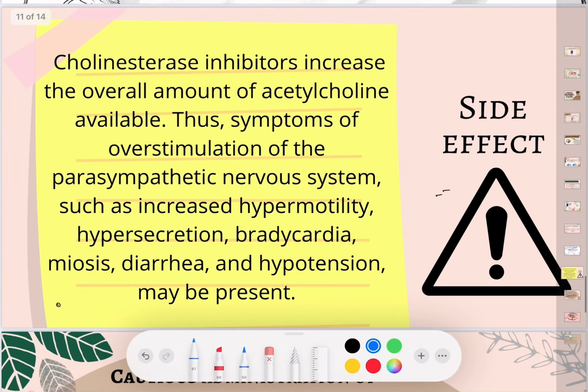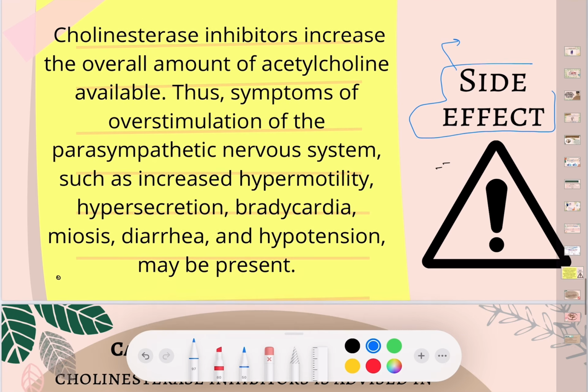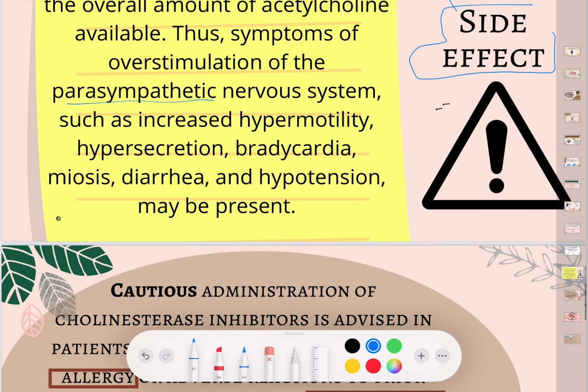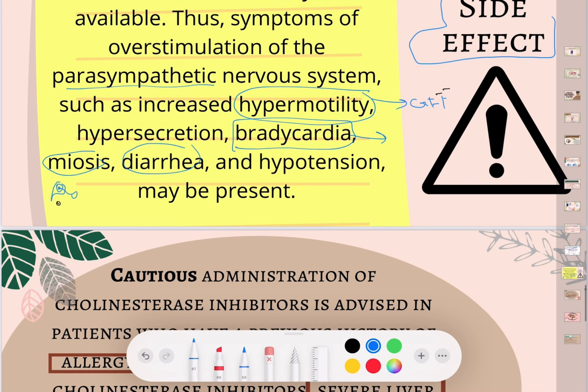However, the side effect of these cholinesterase inhibitors is that they overstimulate the parasympathetic system by increasing the acetylcholine, which is the main neurotransmitter of the parasympathetic nervous system. And this results in hypermotility in the GIT, diarrhea, miosis, which is when the size of the pupil becomes smaller, bradycardia, so we can't give it to a patient who has pre-existing bradycardia, as well as hypotension.